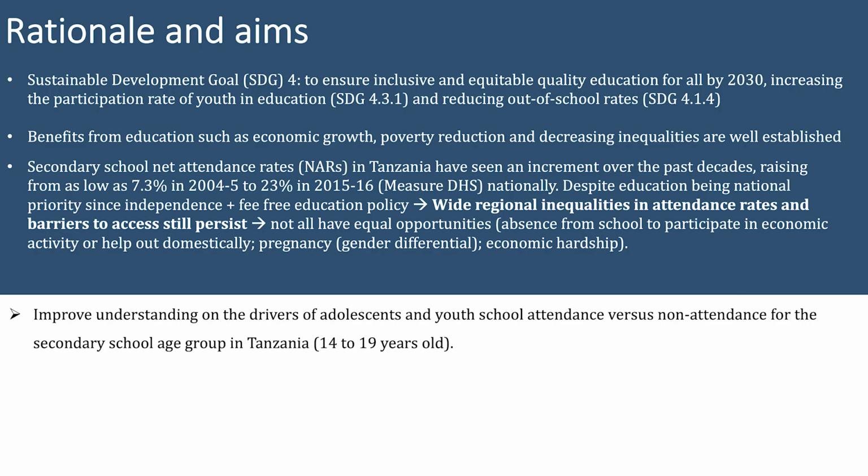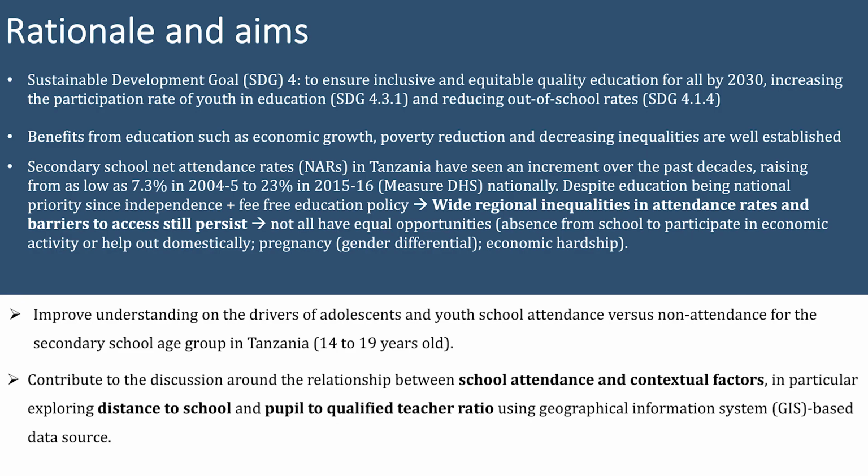And so the aim of our work was to improve the understanding of the drivers of adolescents' school attendance versus non-attendance in Tanzania, as well as to contribute to the discussion around the relationship between school attendance and some contextual factors. In particular, we looked into distance to school, as well as the pupil to qualified teacher ratio. And we used some GIS-based techniques and data sources to construct some contextual variables to be tested in our models.